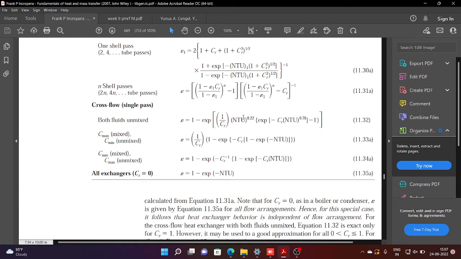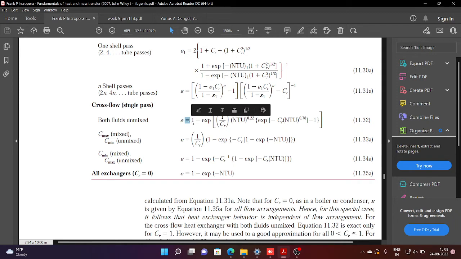As you can see, we have three correlations for the effectiveness for cross flow single pass. In equation 11.32, the effectiveness is shown for when both fluids are unmixed. Similarly, there are equations 11.33a and 11.34a, which are for when one of the fluids is mixed and the other fluid is unmixed. If one of the fluids is mixed and the other is unmixed, we can get the value of NTU from this effectiveness relation. We have been given the effectiveness relation in 11.33a and 11.34a, and we can solve for NTU.